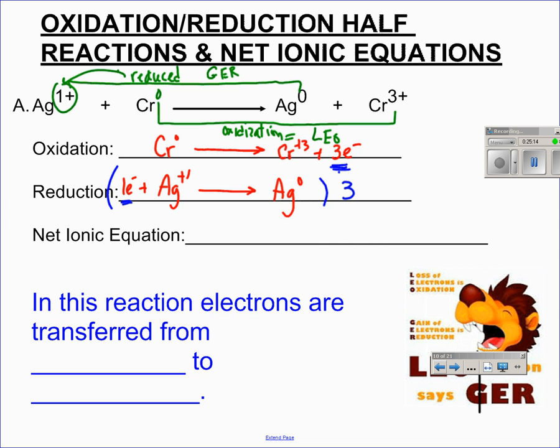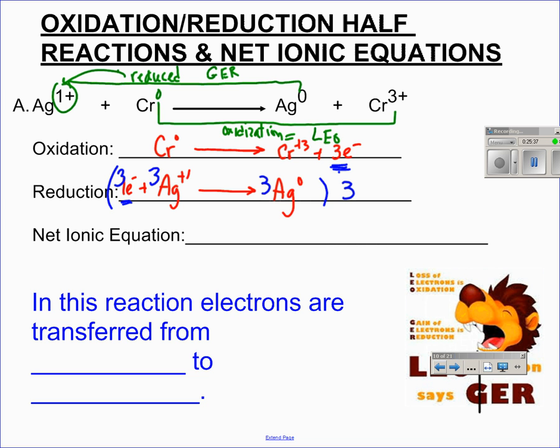And then we would change the number of electrons gained to 3, but then that would mean we have 3 Ag+1 being reduced to form 3 Ags, or 3 Ag ions being reduced to form 3 Ag atoms.